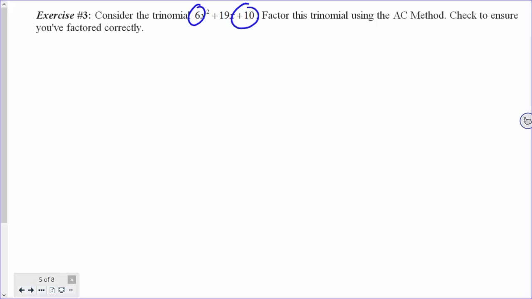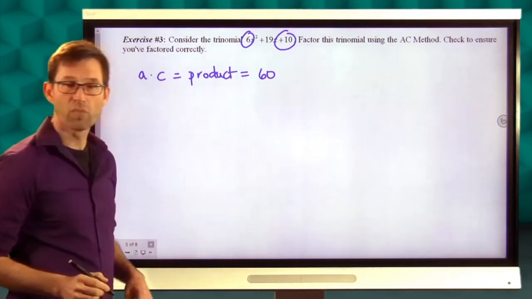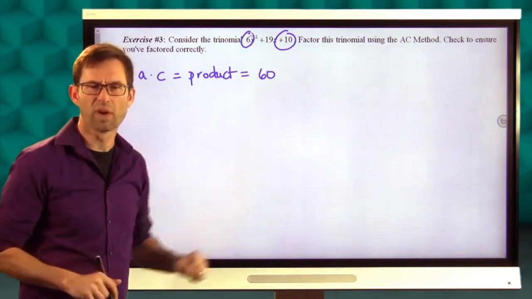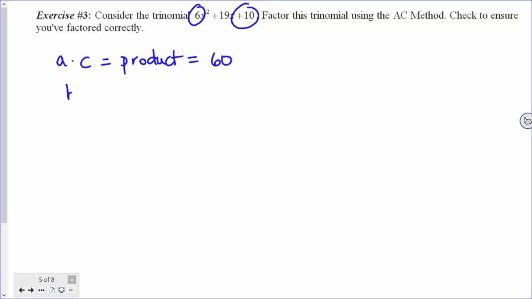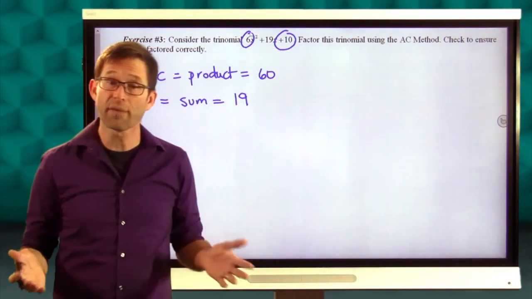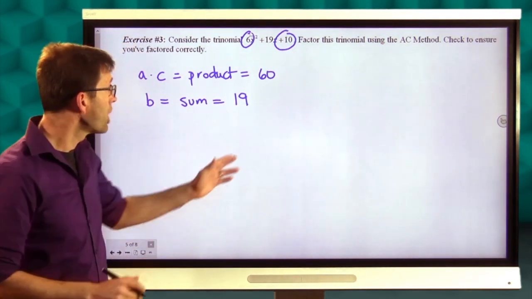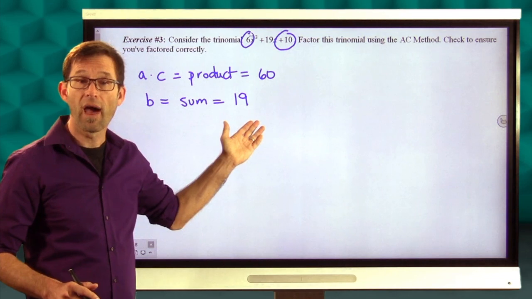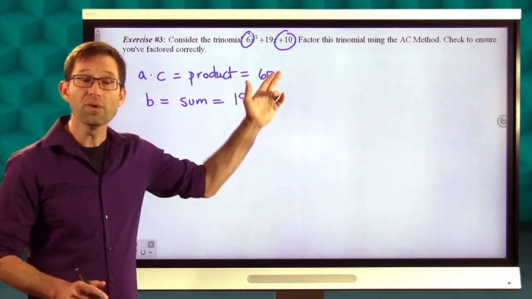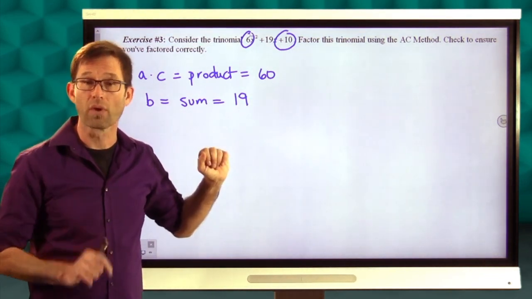You take A and you take C. That's my product, and you get 60. So 6 times 10, 60. B is always my sum, and that's 19. Now again, this is the hardest part. You have to get this right, otherwise the whole method will fall apart. I am now looking for two numbers that have a product of 60 and a sum of 19. And notice both of these are positive, and that's important.